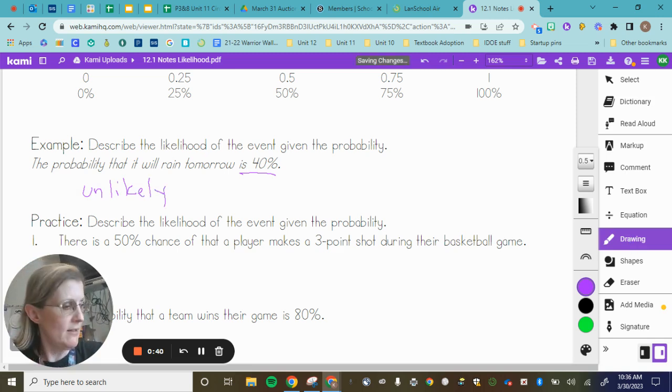Now try the next 3 questions. Check them with your Edpuzzle video, and then you're going to do the practice problems that are on the back of your notes worksheet. Come on, pause.